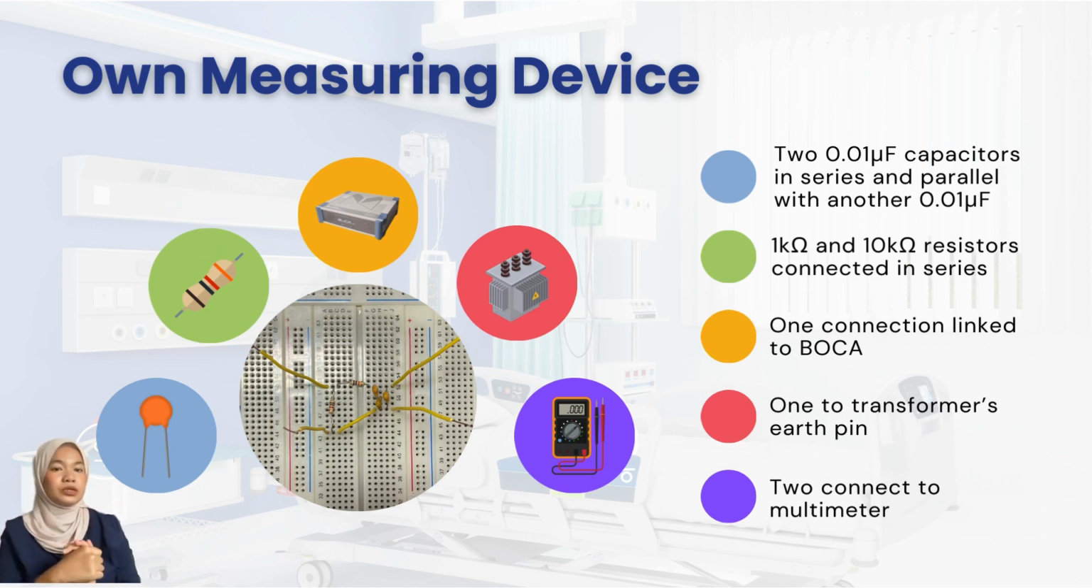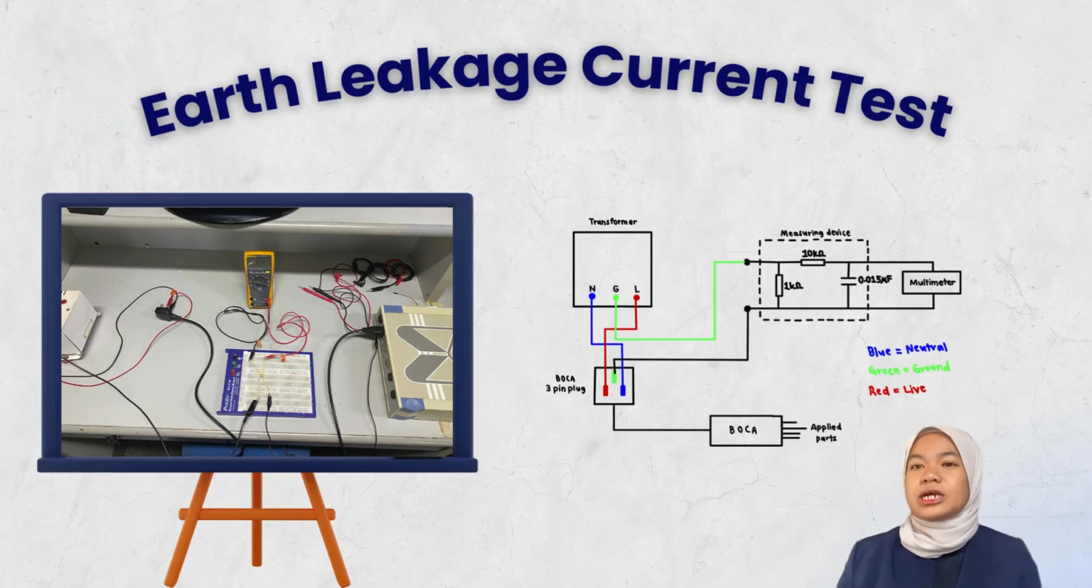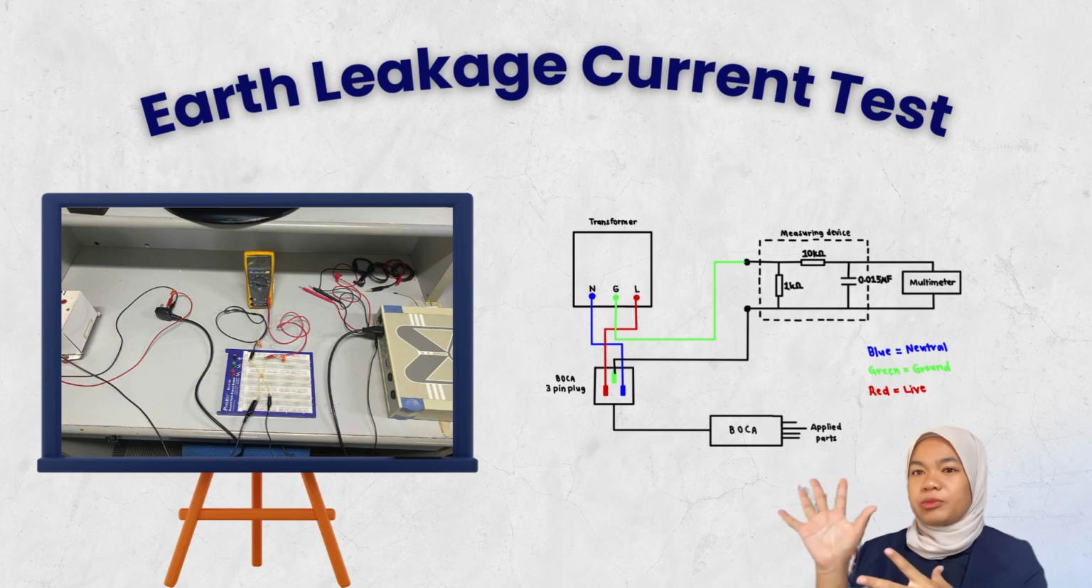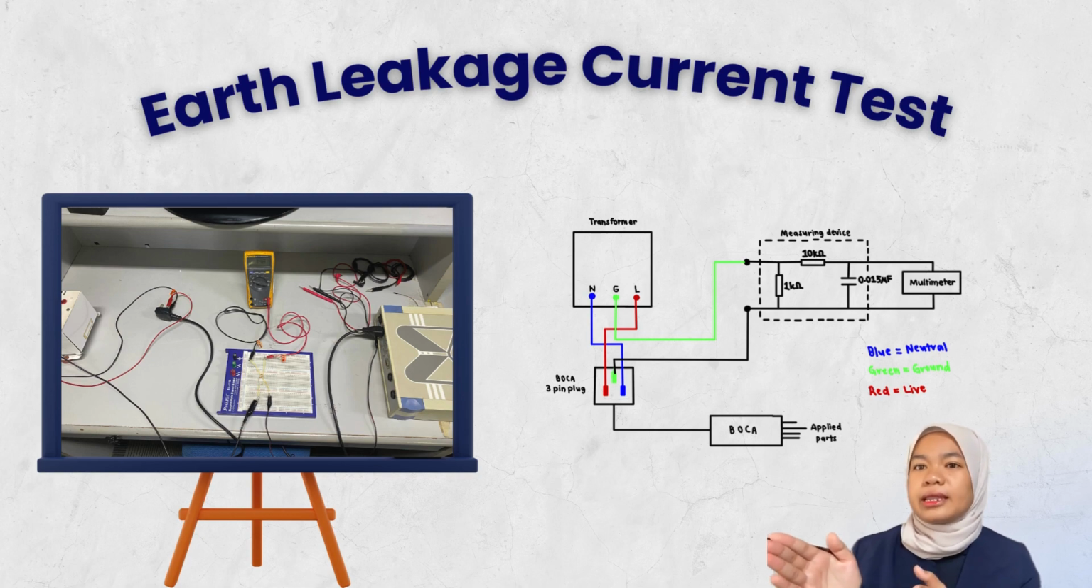One connection is linked to the Boca, another to the transformer's earth pin, and the remaining two connections to the multimeter. First, the earth leakage current test. From the circuit diagram above, the earth connection of the measuring device is linked to the earth pin of the Boca device, which corresponds to the ground of the Boca's power cord. Then, another earth connection from the measuring device is established with the earth pin of the transformer. The live and neutral pins of the transformer are aligned in accordance with the Boca pins. The remaining two connections from the measuring device are attached to the multimeter.